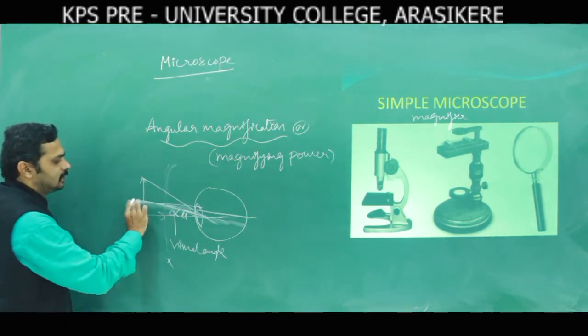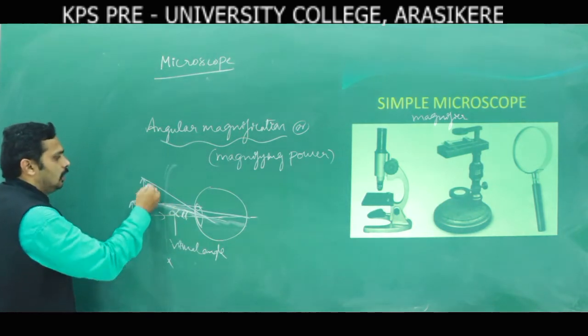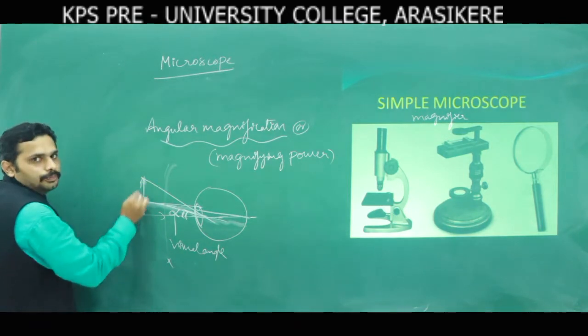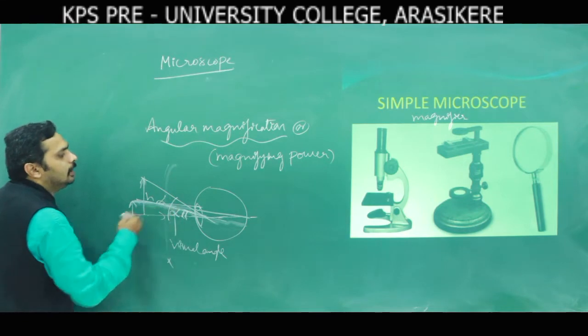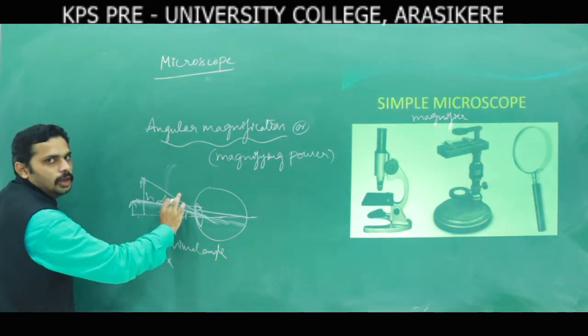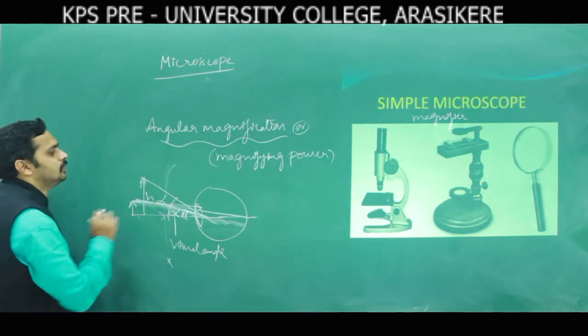If object size is less, visual angle is less. Suppose imagine yourself, this is also an object, this is the large object, size of the object is more, angle is more. Size of the object is more, angle is more. Size of the object is less, angle is less. This is the visual angle.